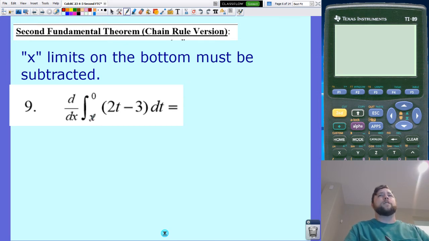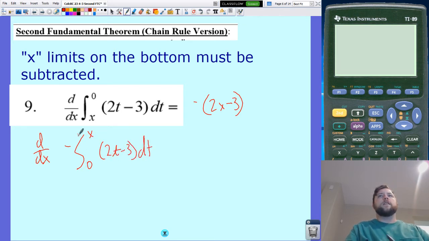And same thing. If x was on the bottom, there's two ways to think about this. One, you're always subtracting this one, so it'll be a negative 2 times x minus 3. Another way to think about this, when you integrate, you can flip them upside down, so I can change the order from x to 0. But remember, when you do that, you have to negate this. You have to make it negative. So from 0 to x of 2t minus 3. These are equivalent. You can flip these, but you must also flip the sign on the outside.